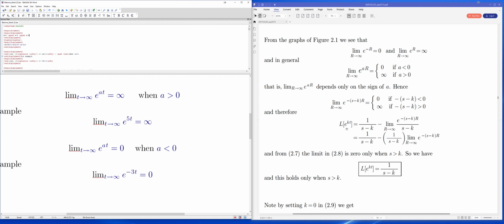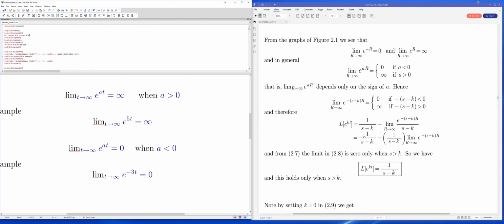So this is my Laplace of e to the kt. We worked out so far that it's equal to this, and this is the limit of the exponential. When minus s minus k is bigger than 0, you're going to get an infinity here, and that's not good. That is, the Laplace transform is not going to exist in that case.